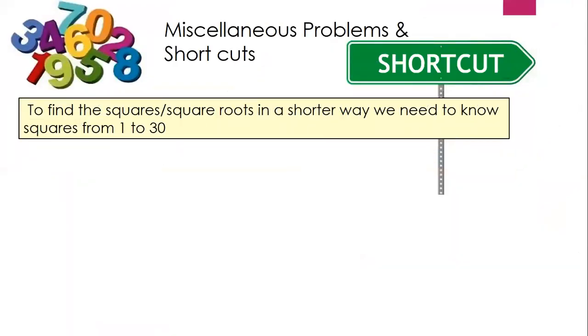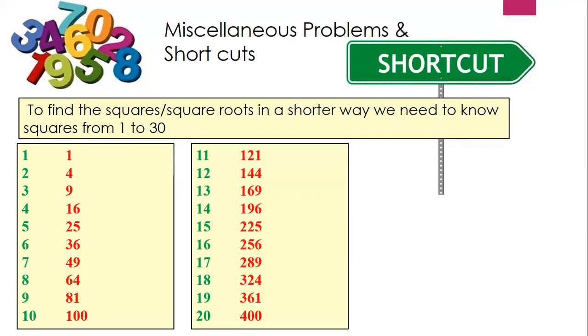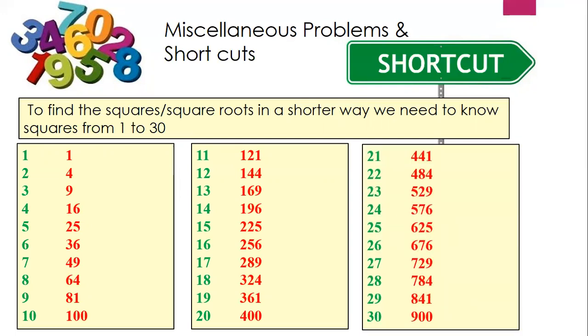To find squares or square roots in a shorter way, again, you need to know at least 1 to 30 squares. So I think 1 to 10, all the squares you will be able to know. 1 square, 1, 2 square, 4 like that. Till 10 square it is 100. And 11 square 121, 12 square 144, 13 square 169. And till 30 square, definitely you need to know.